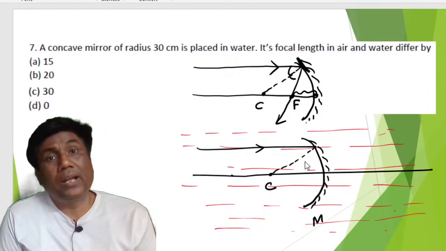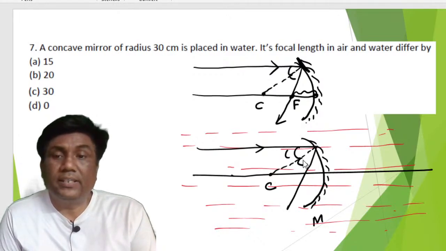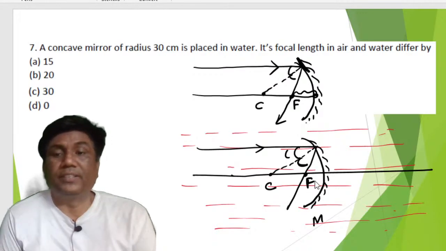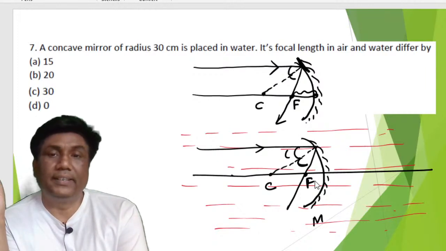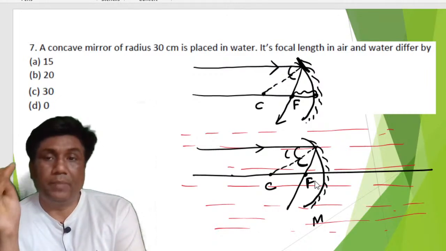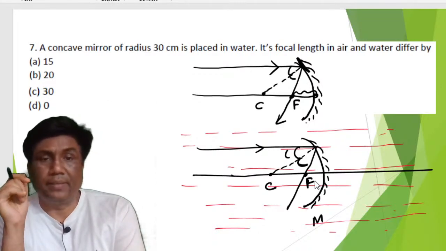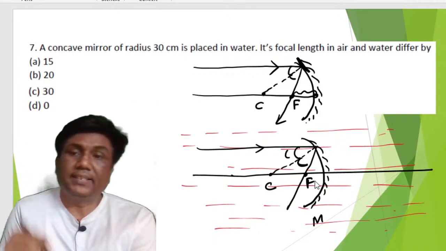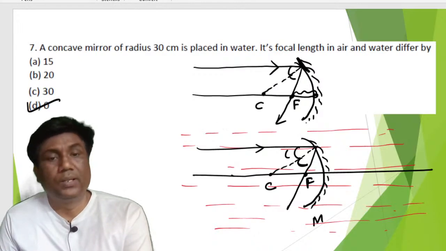Now it will follow the law of reflection only. It means the incident angle must be equal to the reflected angle. So automatically this angle will be fixed, so the focus also will be fixed. It means the focal length will not differ if it is inserted in a different medium, in case of mirrors. It may be a plane mirror, a concave mirror, or a convex mirror. So the focal length will remain the same. So what will be the answer? The answer will be 0 degree. There will be no change.